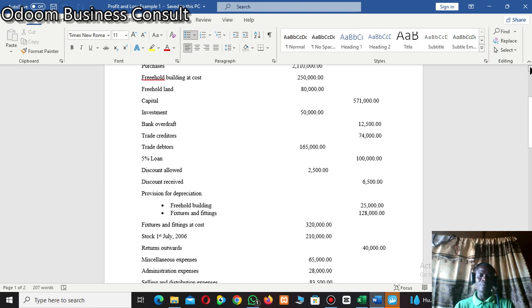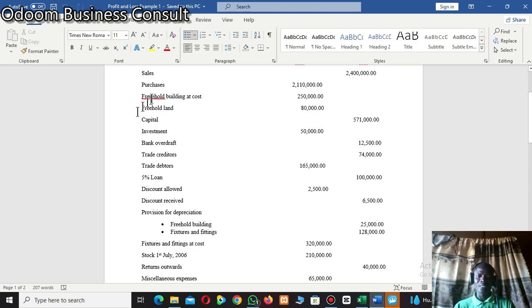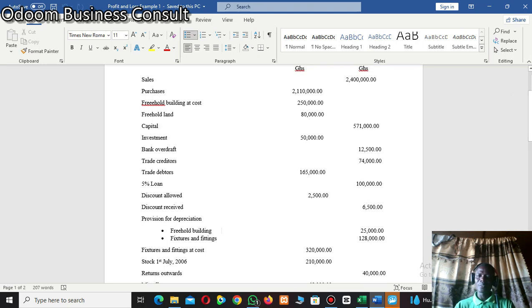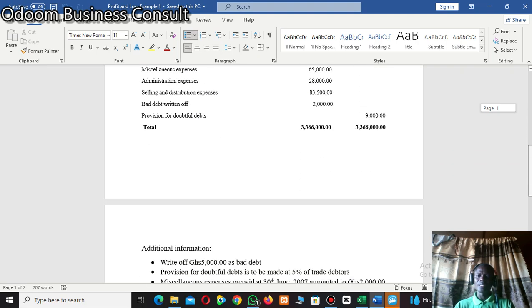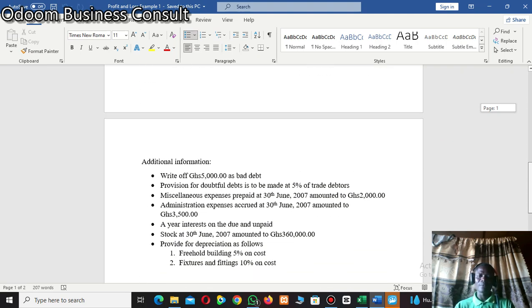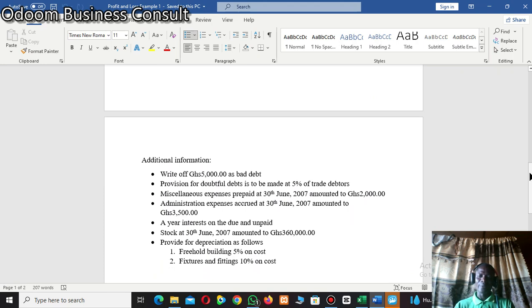Okay, so the additional information tells us some of the things that you have to make on these figures that you see over here. We have to make some workings or some adjustments on some of these items that have been presented on the trial balance. So as I said, you have to consider the additional information, and it's very vital for you to get the right thing when you are doing trading profit or loss accounts.